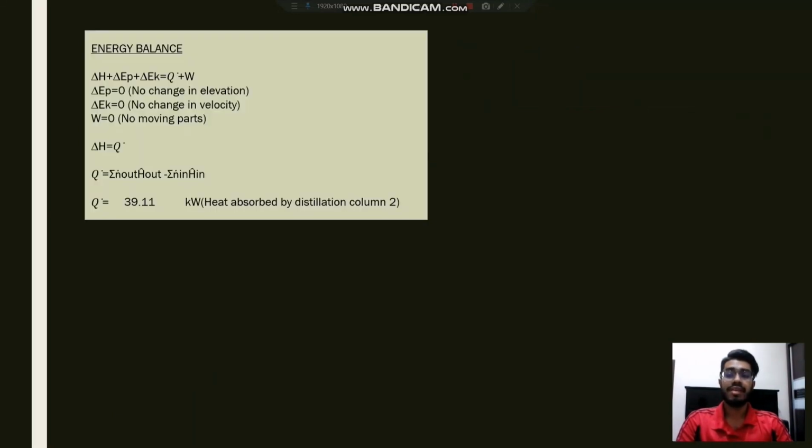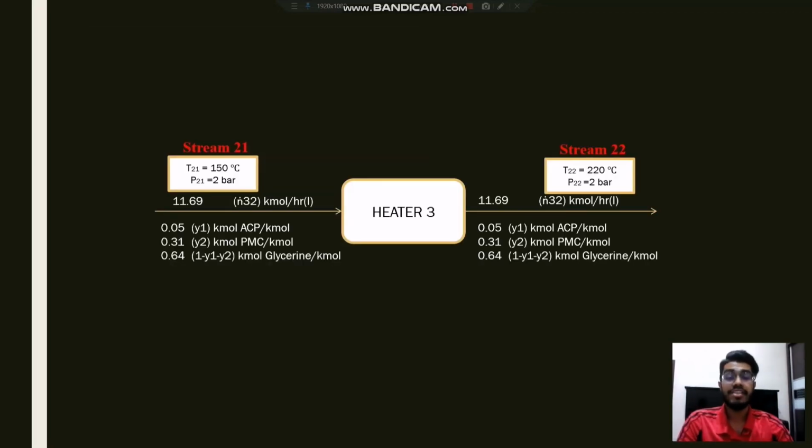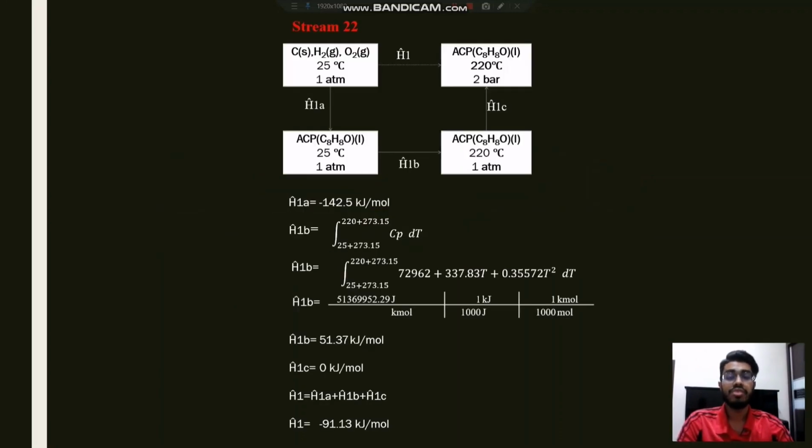And through energy balance, and by neglecting the change in elevation, change in velocity, and the work done, we are able to obtain the equation Q equals delta H. Therefore, the answer will be 39.11. At heater 3, we have to find the total enthalpy of stream 22. As you can observe here, the steps are similar to extraction column 2.